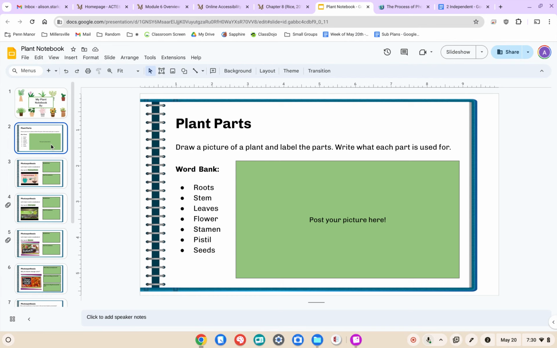Another thing they talked about was that if items are in a list, they should be bulleted or numbered, which this is the only list I have, and they are bulleted, so that would be accessible for students.